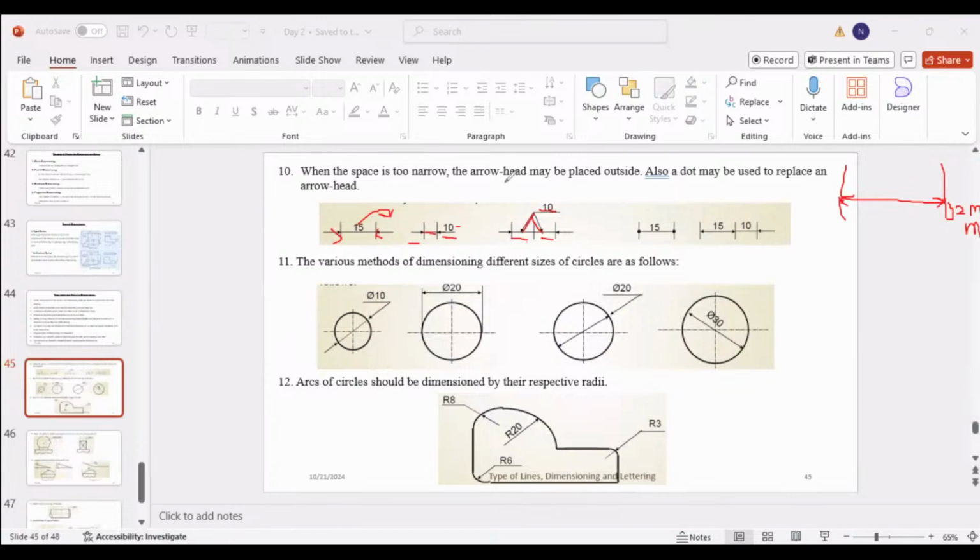Okay. And then also you can use a dot instead of an arrowhead. Instead of an arrowhead, in small spaces you can use a dot. Okay. So this is a chain one. So you can see that the arrowhead is placed within the 15 in here, but in here it is placed outside since the length 10 is really narrow. So the two arrowheads are outside. In the same place you can write in different ways. Right? So those are the rules for the dimensioning for narrow spaces.